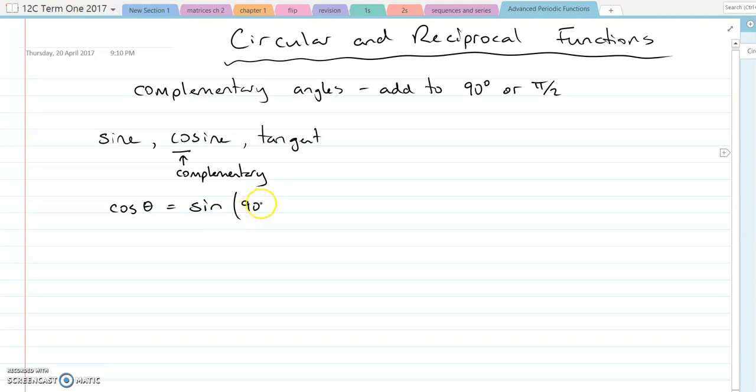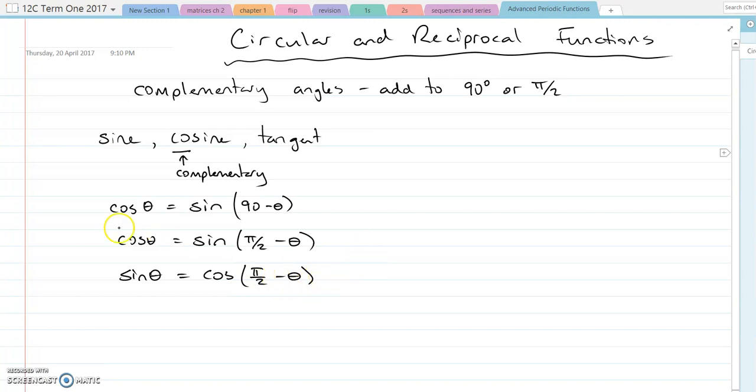So it's basically 90 minus theta, and we're going to be doing radians here, so just remember it like this. These are complementary angles, theta and pi over 2 minus theta. So cosine of one is sine of the other, and the opposite is also true. Sine of theta equals cosine of pi over 2 minus theta. This is a basic one to know, very important.